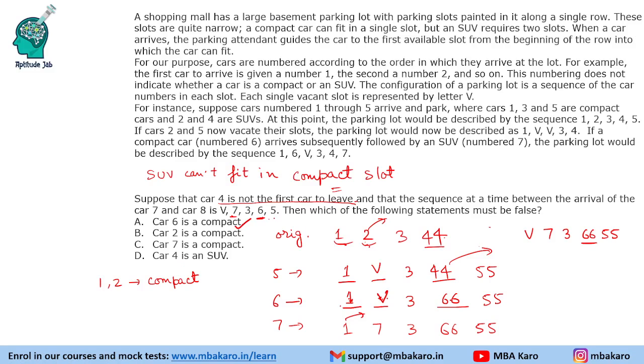Then if we talk about SUVs, we have 4, 5, 6 as SUVs, and 1, 2, and 7 are compact. We cannot tell about car 3 because it is not leaving, so we cannot tell about the space that is occupied. So we have 6 is compact is false, 2 is compact is true, 7 is compact is also true, 4 is an SUV is true. So this is the false statement. So this was the solution to the set and the answers to the questions.